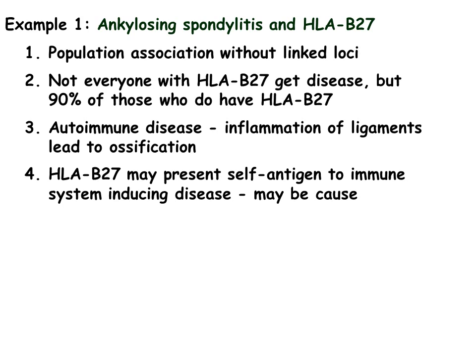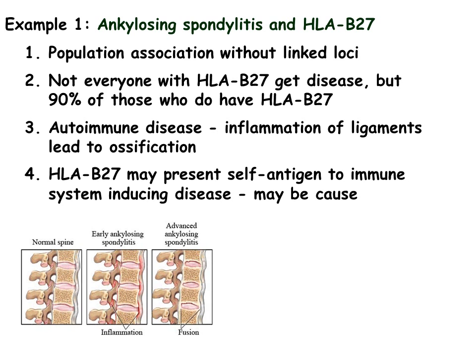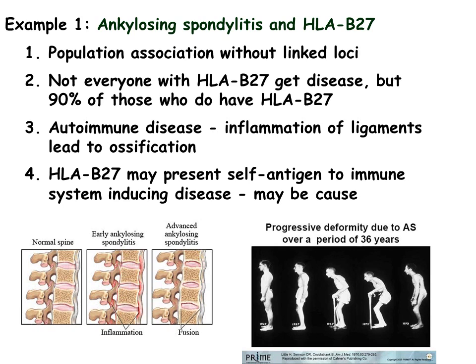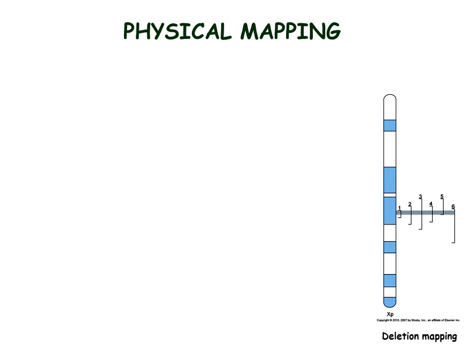Well, it turns out ankylosing spondylitis is an autoimmune disease, and since HLA-B27 may present self-antigens to immune systems inducing disease, it may contribute to the cause. So it's not linked, but it is associated. And this gives you an idea of what happens with ankylosing spondylitis. Here's a normal spine, and with time these things get fused and get very hard, and they can't turn their head without turning the whole body and stuff like that. It's really nasty, and you can see how it progresses with time. It's not something you want, let's put it that way.